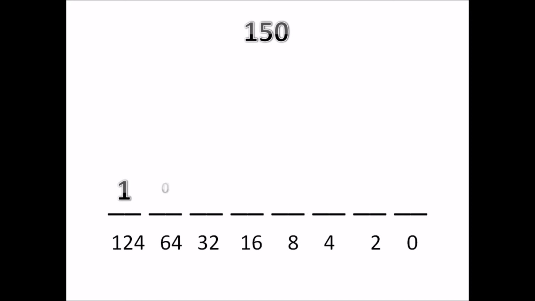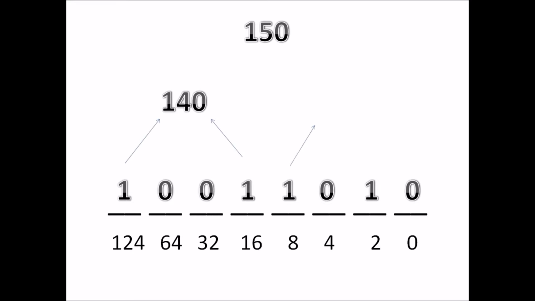For example, to create the number 150, we would write 1, 0, 0, 1, 0, 1, 1, 0. This adds up to 128 plus 16 plus 4 plus 2, which then adds up to 140 plus 10, which finally brings us to 150. This can be done using any number, even numbers greater than 200.